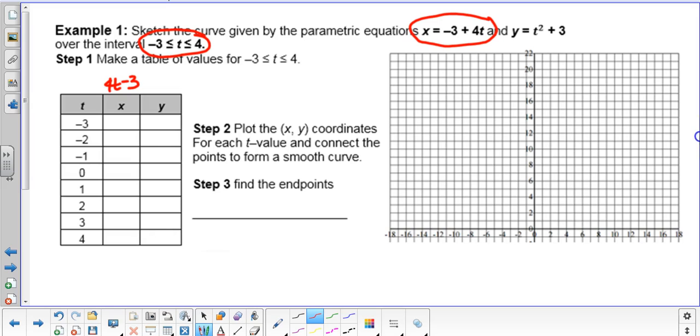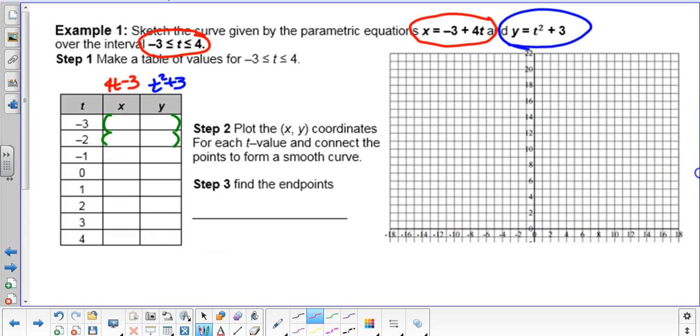The y values, it says over here to find y, I'm supposed to square t and add 3. So t squared plus 3. I write that rule up there so I remember how I got those values. Now when I go to plot them in a minute, t doesn't matter anymore. T helped me find x and y, but what I'm actually going to plot are only the xy ordered pairs. Does that kind of make sense, guys? Over here I only have an x and a y on my graph.